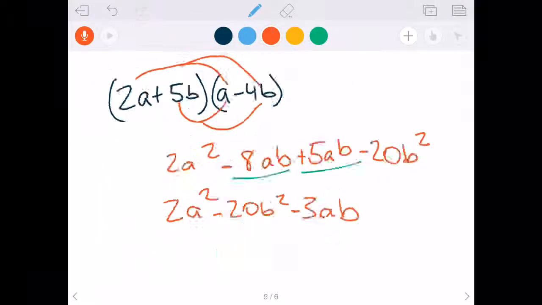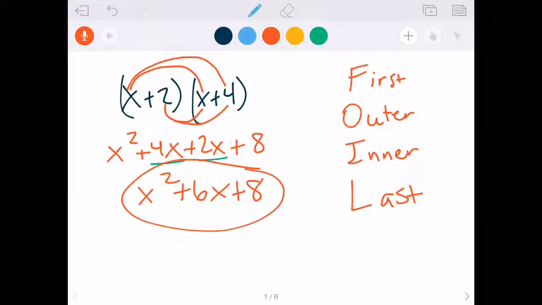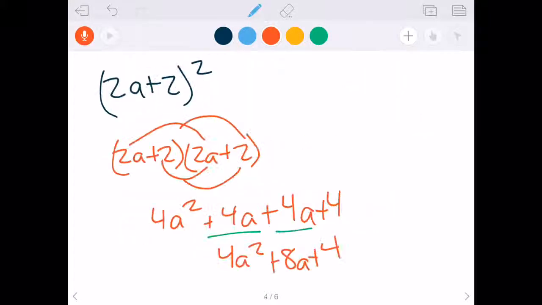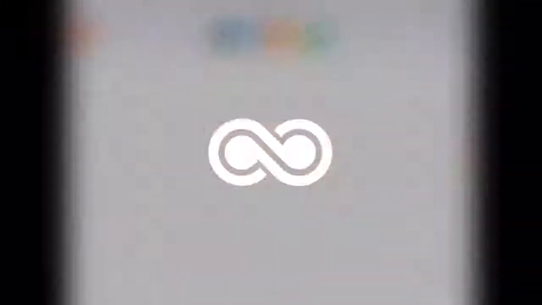So just a quick summary. This video was on the FOIL method, which is multiplying two binomials or a binomial times a trinomial. So again, FOIL stands for first, outer, inner, last, and it's basically just the distributive property, except we have more things to distribute than just one.